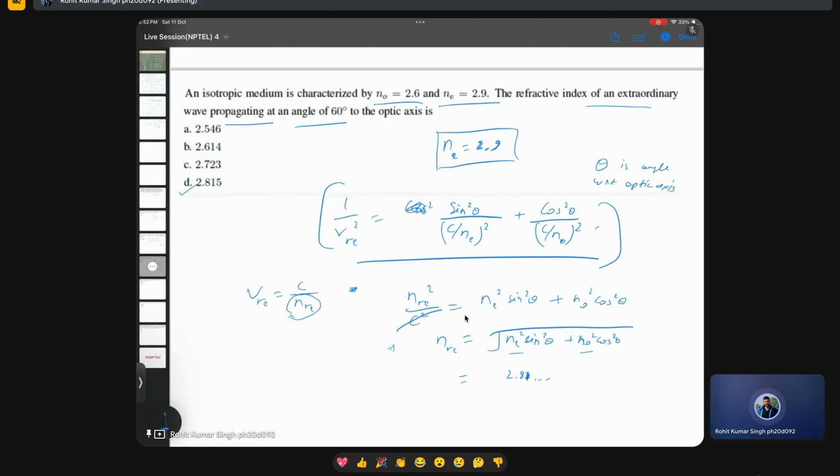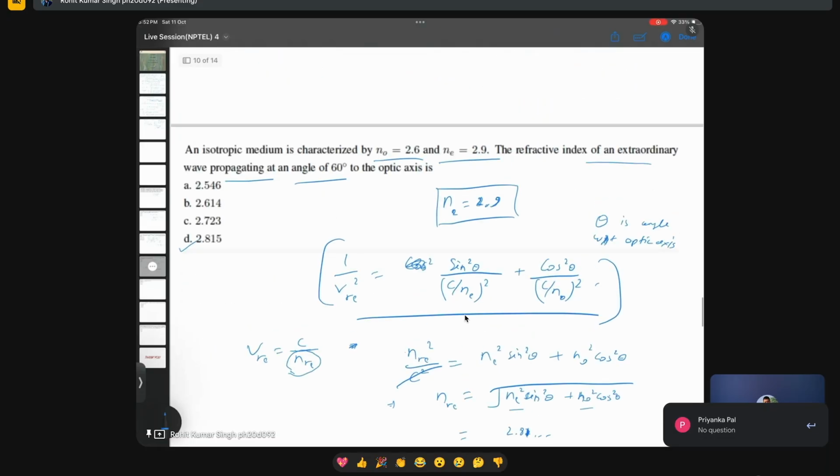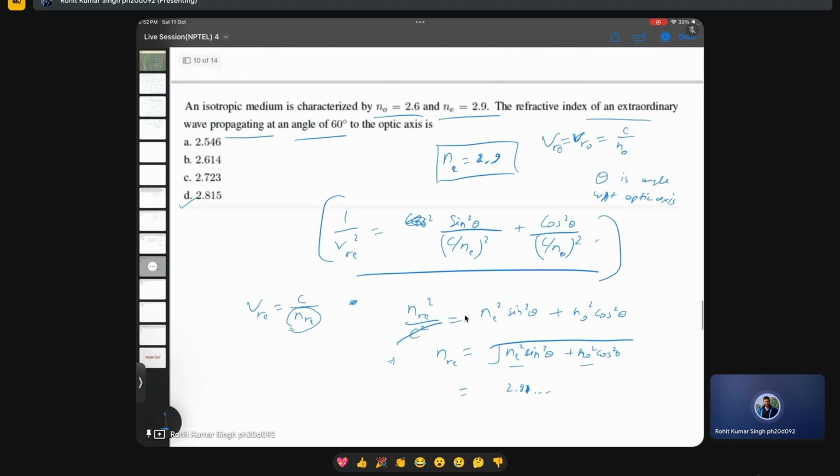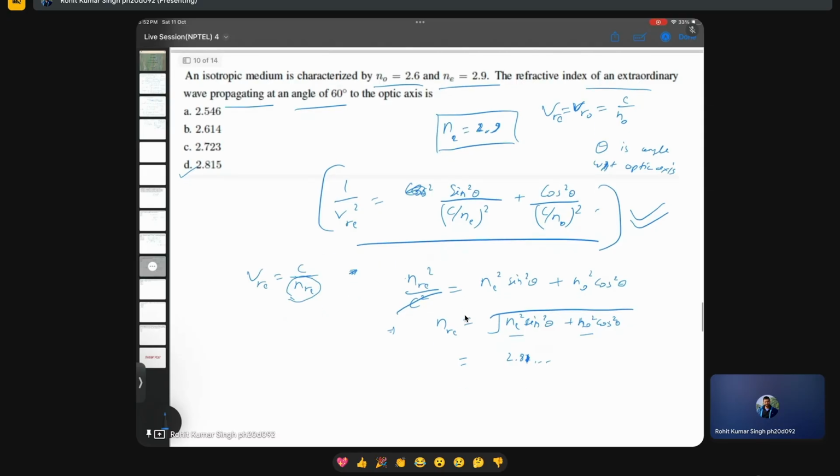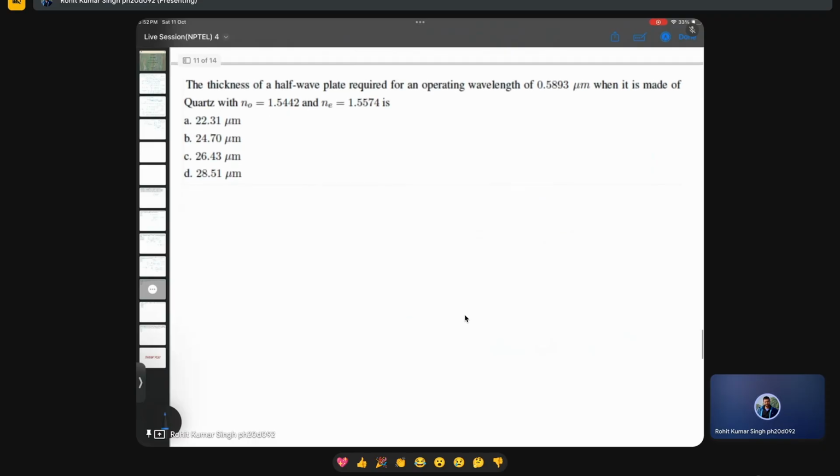So you remember, what is the optic axis? Along the optic axis, the velocity of both the extraordinary ray and the ordinary ray is the same, right? It is given by c by NO. But as our wave deviates from the optic axis, this formula comes into play. So always remember. Then we can go to the next one.